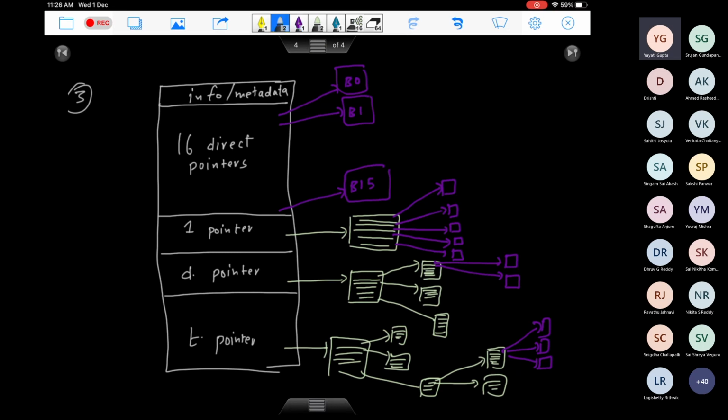What else is given? Each index table has 256 entries. So each index table will have 256 entries, that is given. This one also has 256 entries. This one also has 256. Take any index block, it will have 256 entries, and then one block can hold 1 kilobyte, right? So one data block here can hold 1 kilobyte of data.